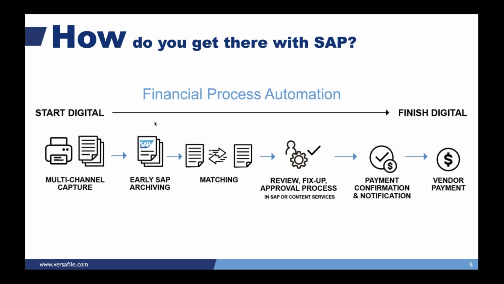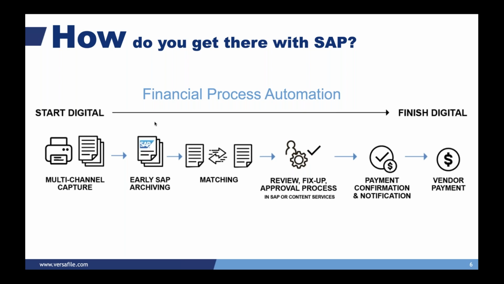So how do we realize financial process automation with SAP? First, with multi-channel capture such as ABBYY FlexiCapture for invoices can be used to automatically identify and extract key metadata. Then using early SAP archiving to link the digital invoice and metadata and content services. Automatically create the SAP entry, transfer the data, and set the invoice link.